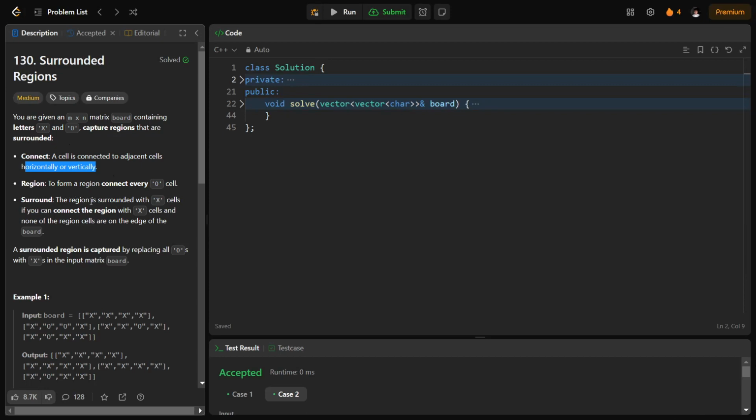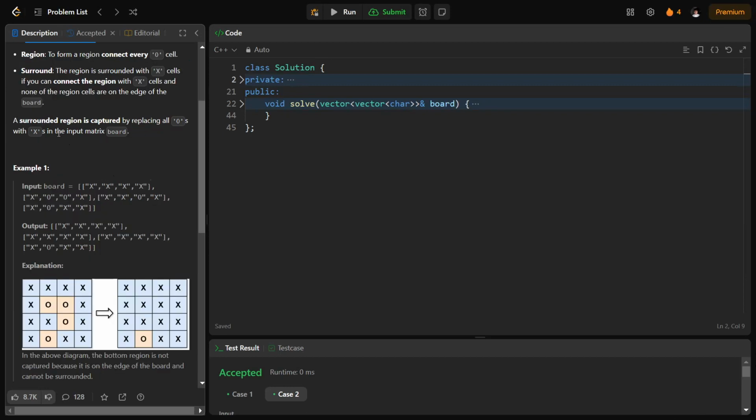Surround the region. The region is surrounded with X cells if you can connect the region with X cells and none of the region cells are on the edge of the board. A surrounded region is captured by replacing all zeros with X's in the input matrix board.